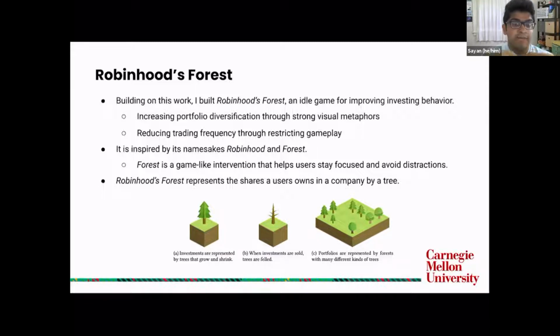Robinhood's Forest represents shares that a person owns in a company using a tree. Now, as a stock performs well, the tree grows visually, and if a stock price drops, the tree withers and shrinks. When an investment is sold, the tree is felled, leaving behind a stump. A portfolio of diverse stocks is represented as a diverse forest on Robinhood's Forest.